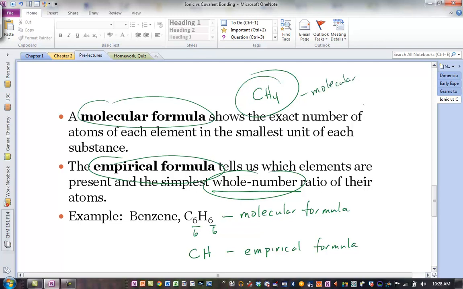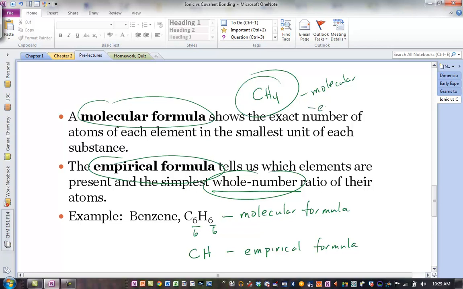Can we simplify that into a simpler whole number formula? In this case, no. The subscript of carbon is already 1. That's the smallest positive whole number. I guess 0 is a whole number as well, but you get the idea. We can't go below 1. So that is the simplest.